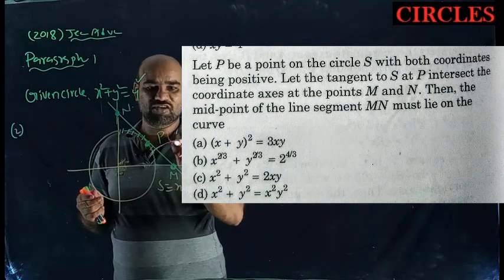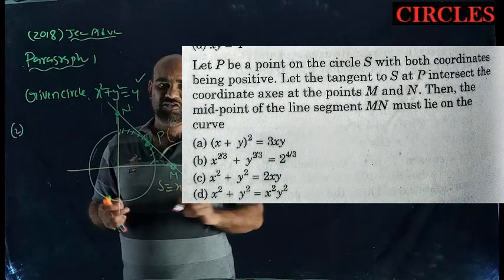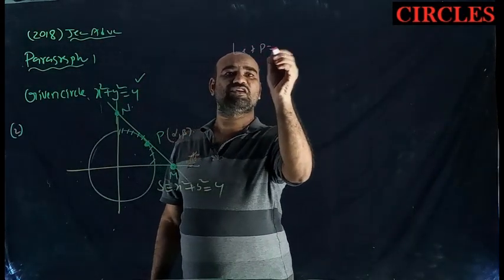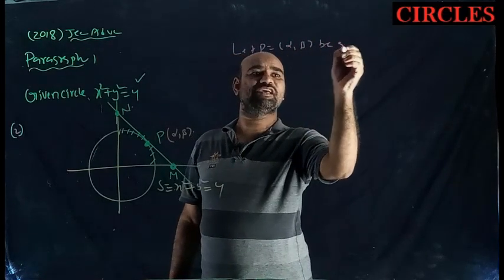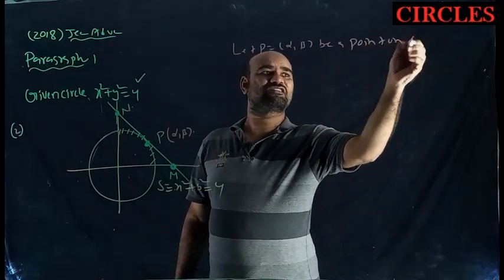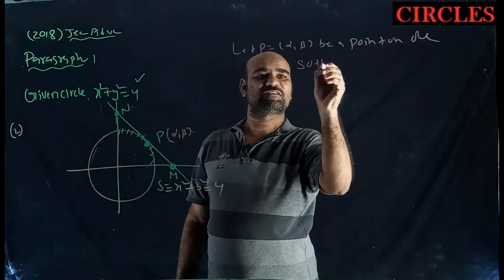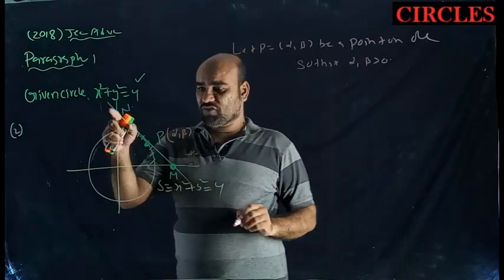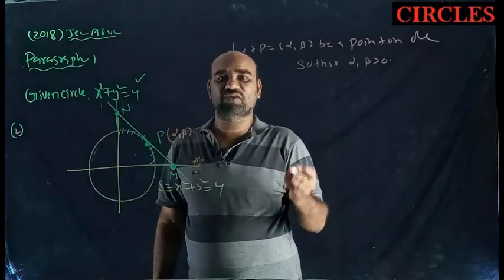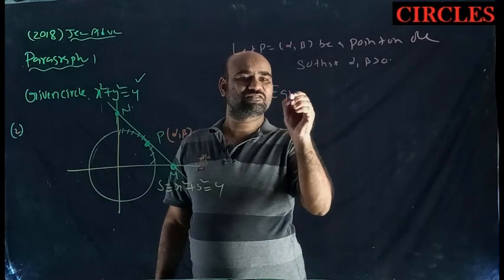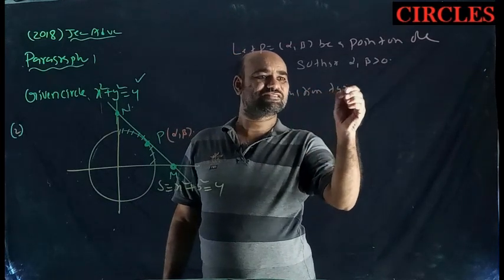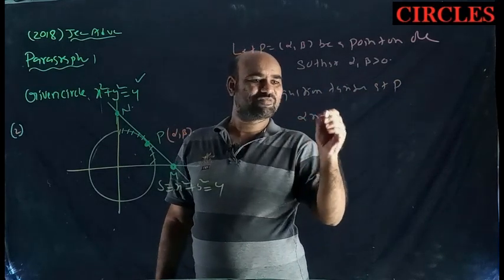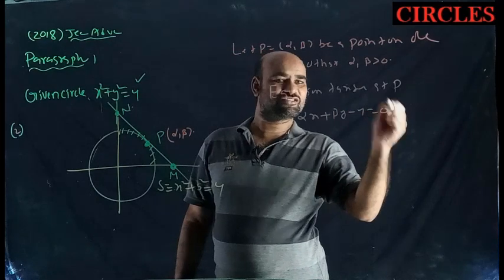Let P equal alpha comma beta be a point on the circle, where alpha and beta are positive, so alpha comma beta is greater than 0. Now I want to find the equation of this tangent. Using the point form, the equation of the tangent at P is alpha x plus beta y minus 4 equal to 0.